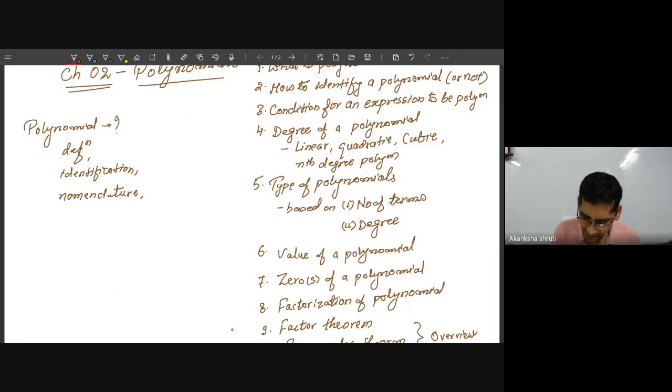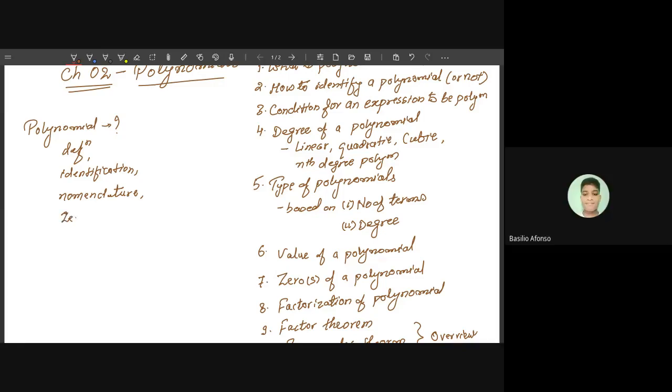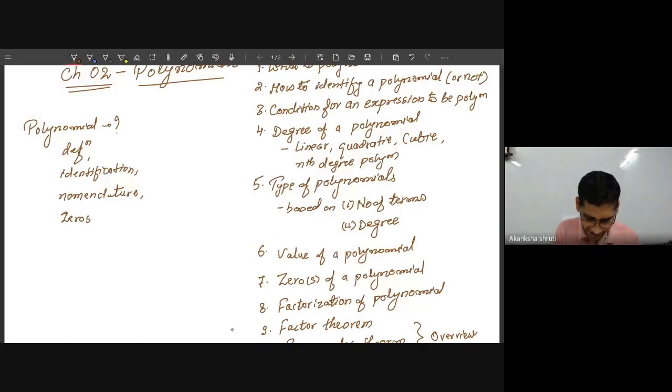Then the operations over the polynomial, like factorization and finding zeros. Polynomials have one or more than one term. Yes, that we will see. In nomenclature we will see it could be monomial, binomial, trinomial, and then zeros and factorization. These things we will see. If possible, this much we will cover today, if the time permits. If not, then we will continue with however much we can do.